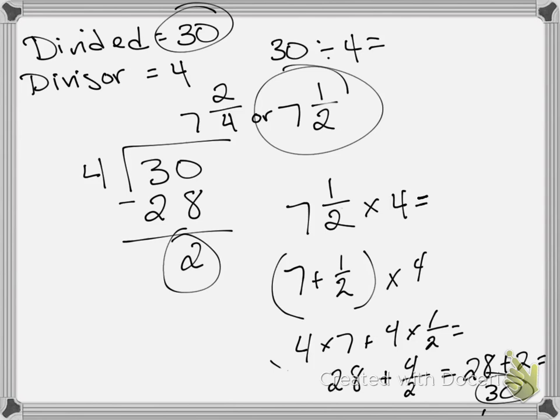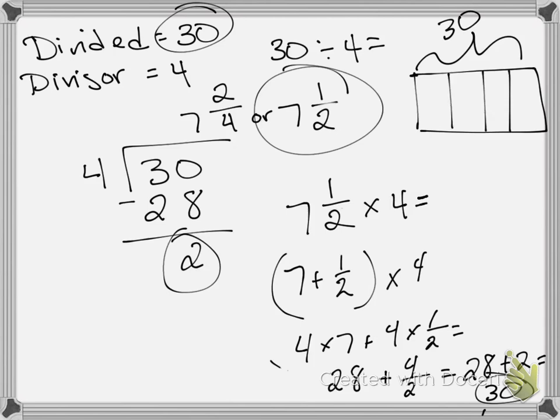What fraction of the wall will each student paint? Well, this question always tricks the student. If you use a tape diagram, the whole is 30. 4 students, 1, 2, 3, 4. Each student gets 1/4 of the wall.